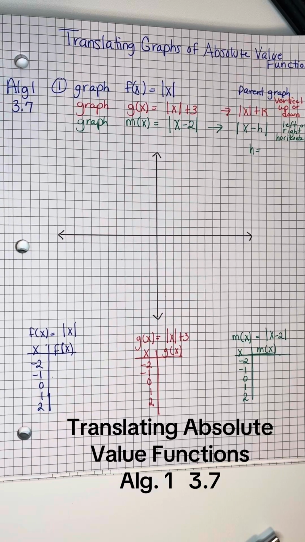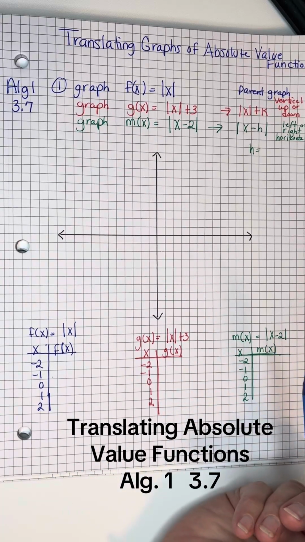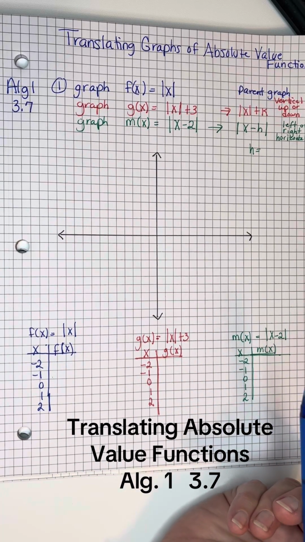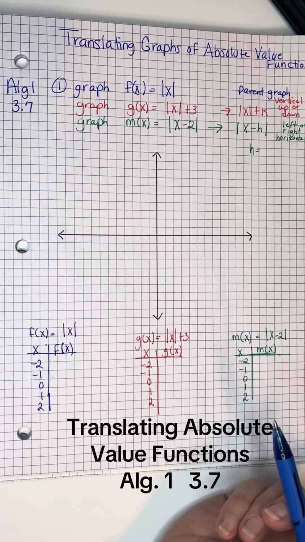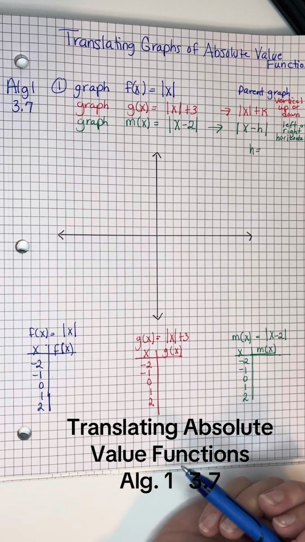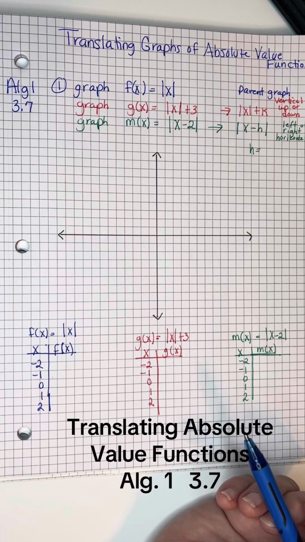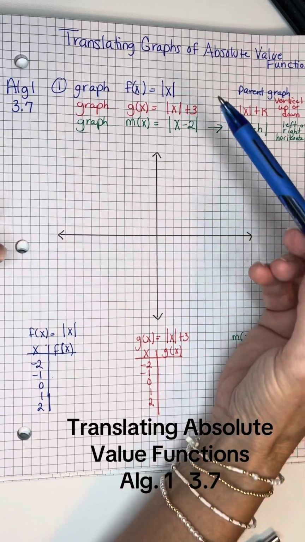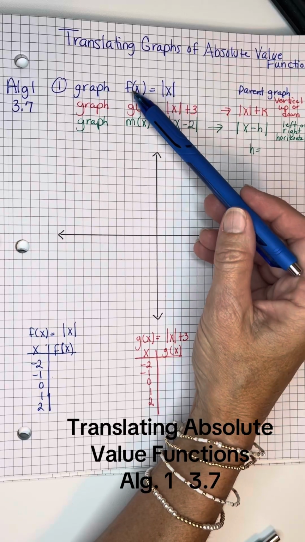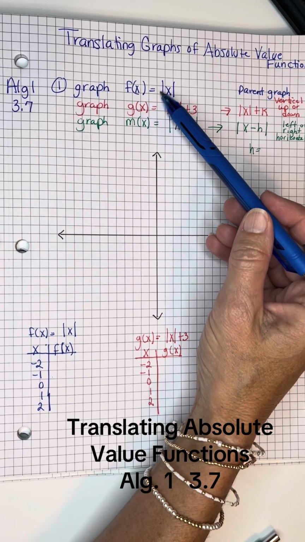This video may be a little longer than normal because I'm going to graph three absolute value functions. The same rules that applied to the linear functions, as far as stretches or shrinks and vertical or horizontal shifts, all apply right here. Our original parent graph is going to be f of x equals the absolute value of x.